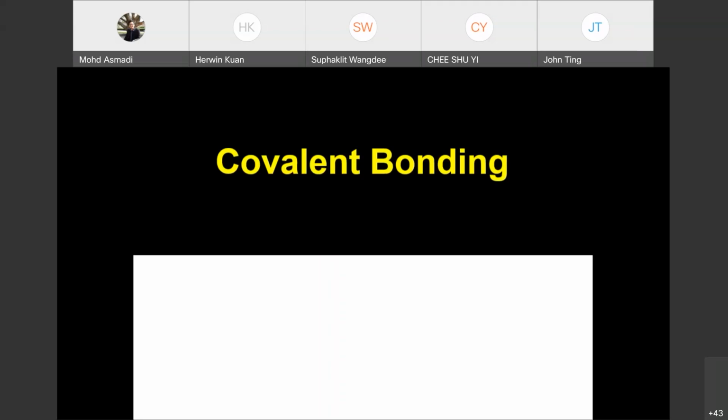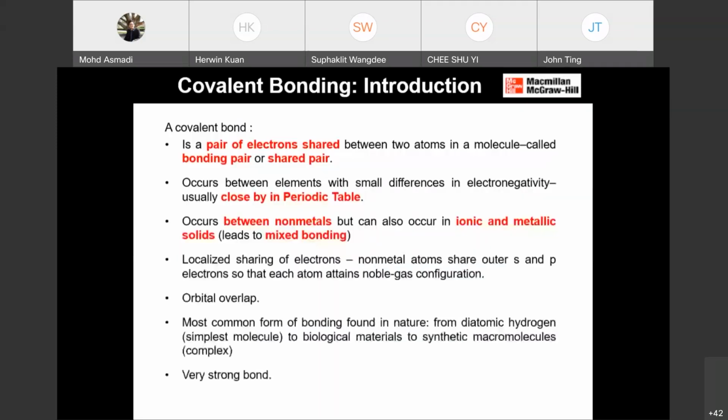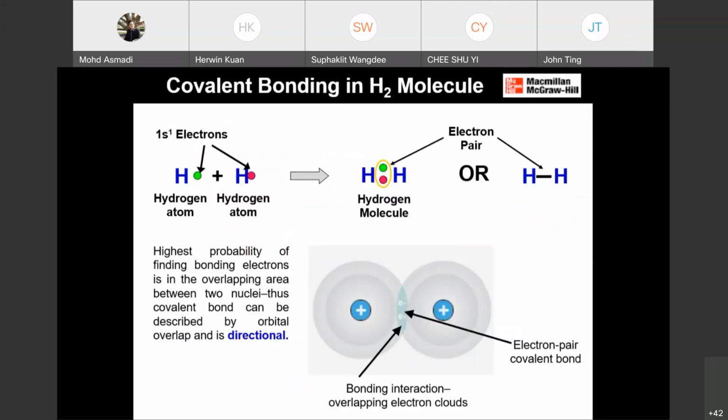Groups 6A and 7A. If you still remember, in ionics we transfer the electrons to the vacant orbitals, but for covalent we share or overlap the orbitals. The exact example is hydrogen, the simplest molecule, and this is very strong. I don't need to explain this one, it was already explained. Hydrogen, right? So they are sharing the electron.